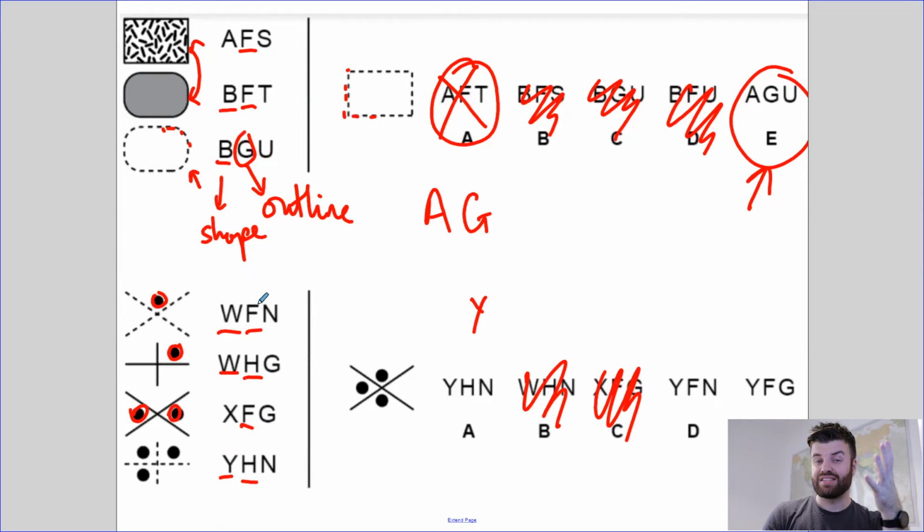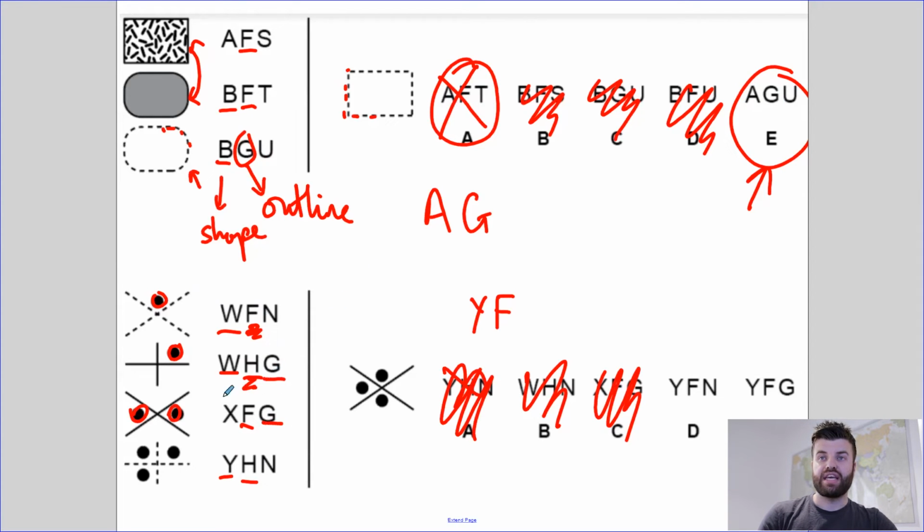Hopefully you can see the second letter is going to represent the plus or the cross. That means that H is a plus, and F is a cross. Our shape's a cross, so it's going to be YF. I can get rid of option A. Now I will have to look at the third letter to see if it's D or E.